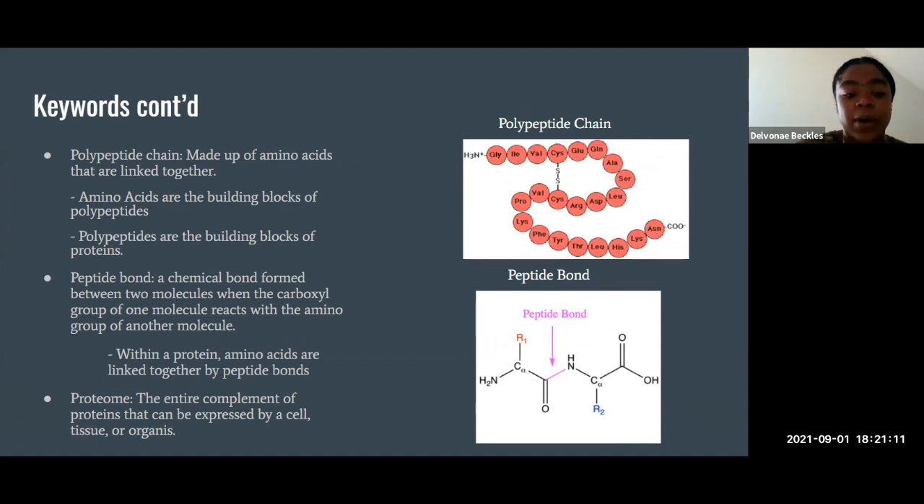Next, we have a peptide bond, which is a chemical bond that is formed between two molecules when the carboxyl group of one molecule reacts with the amino group of another molecule. Within a protein, amino acids are linked together by peptide bonds. And then we have a proteome, which is the entire complement of proteins that can be expressed by a cell, tissue, or organs.